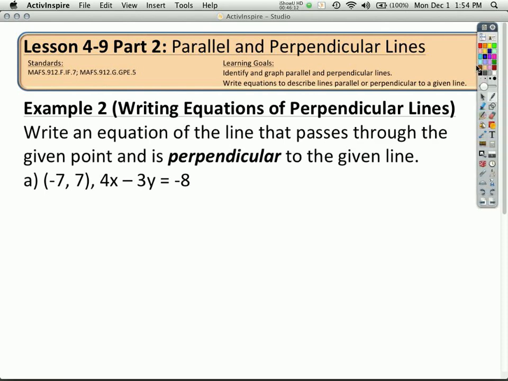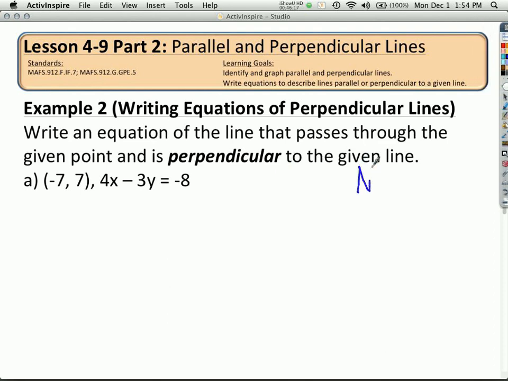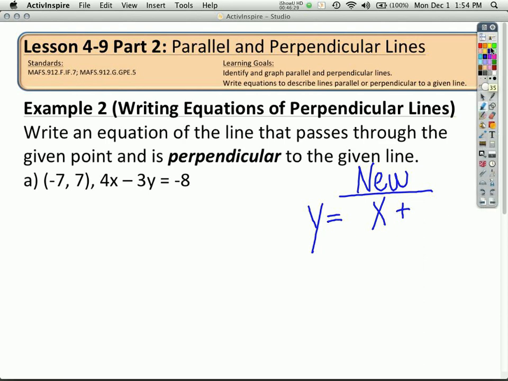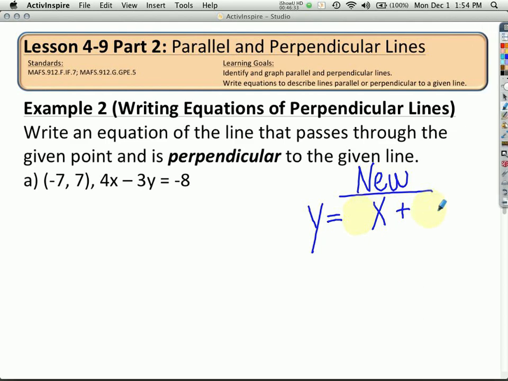So, this is the original line. We want a new line. And our new line is going to be in slope-intercept form. Y equals mx plus b. But we do not know the m, and we don't know the b, and we have to find both of them using this information over here.